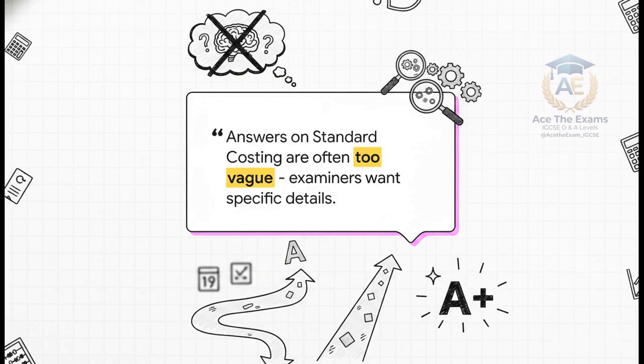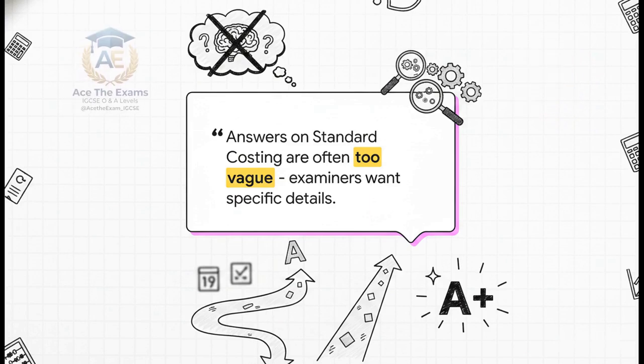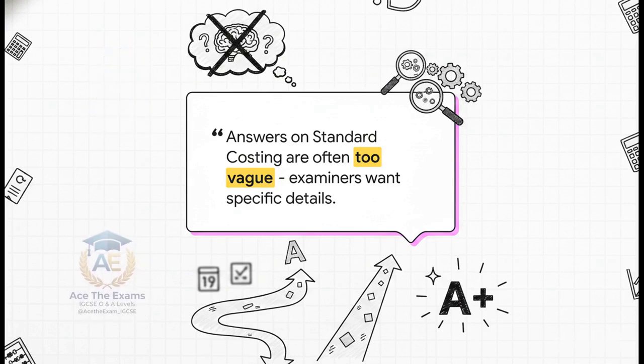I want you to look at this explicit warning pulled directly from the principal examiner reports. Answers on standard costing are often too vague. Examiners want specific details. The stakes here are incredibly high, guys. You can memorize every single formula in your textbook, but if you lose points simply because you're giving generic, wishy-washy answers, your overall grade is going to suffer unnecessarily. We absolutely have to understand how to deliver the razor-sharp precision that examiners demand.